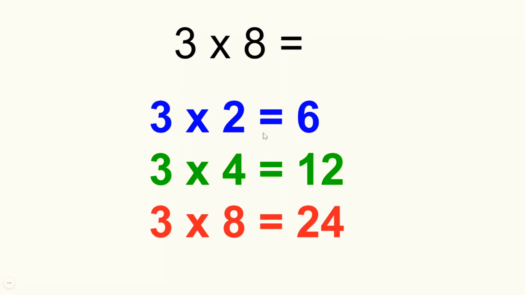3 times 2 is 6. Double your 2 to a 4. 3 times 4 is 12. Your product, your answer, doubles as well. So 3 times 8 is 24 because 8 is twice as much as 4. So 24 is twice as much as 12.